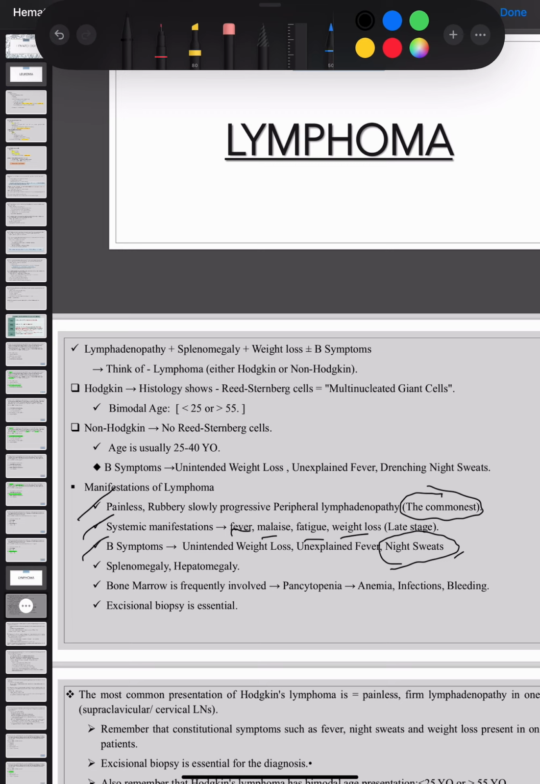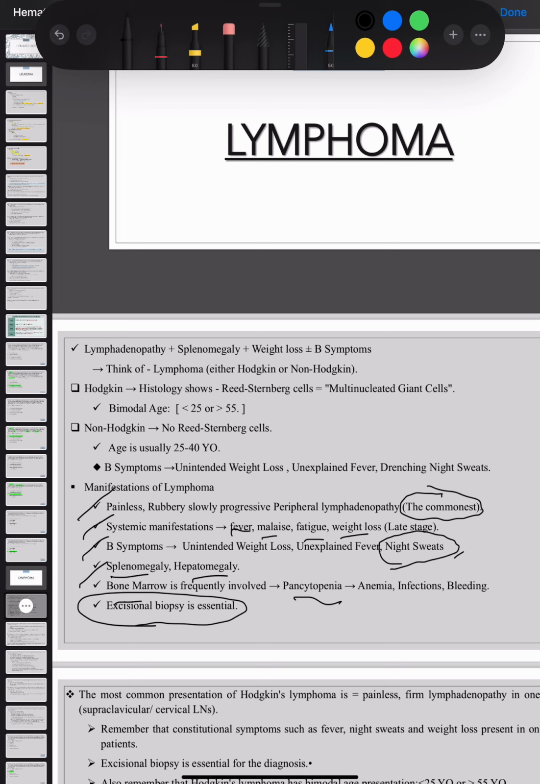As we know, the spleen is a secondary lymphoid organ, so we can find splenomegaly and hepatomegaly. The bone marrow is a primary lymphoid organ and it is occupied by non-functional cells, so functional cells will be reduced. We'll find pancytopenia, meaning decreased RBCs, decreased WBCs, and decreased platelets. How will we diagnose this case? Excisional biopsy. By excision we can find Reed-Sternberg cells, which lead us to diagnose Hodgkin lymphoma. If there is absence of Reed-Sternberg cells, then this might be a case of non-Hodgkin lymphoma.